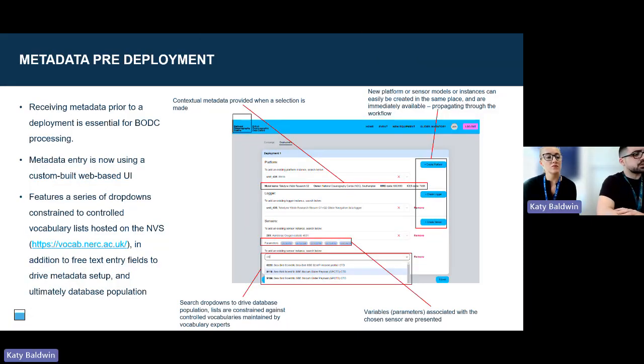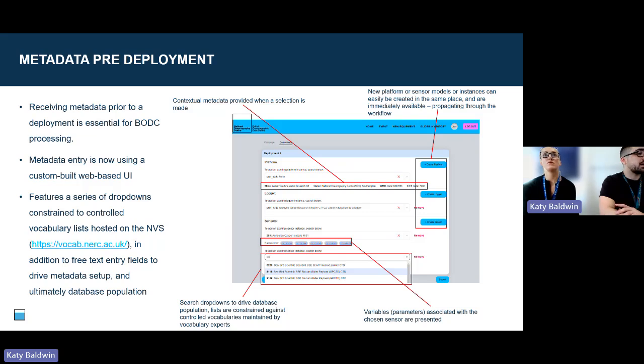The first stage of glider and ALR data management at BODC is receiving metadata. Data processing has a strong focus on metadata, applying controlled vocabularies from the NERC vocabulary server and utilizing a semantic sensor network database, or SSN, that I'll mention again later. Metadata, including platform models, sensor models, and the associated serial numbers or instances of those models, are essential to setting up metadata, allowing for near real-time data processing.